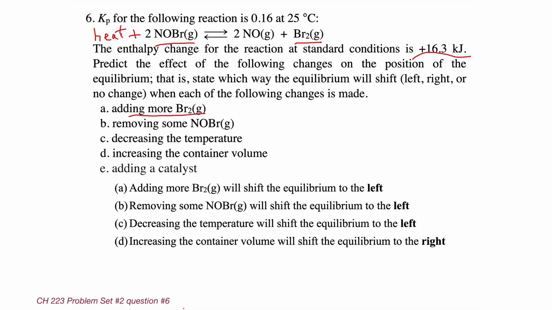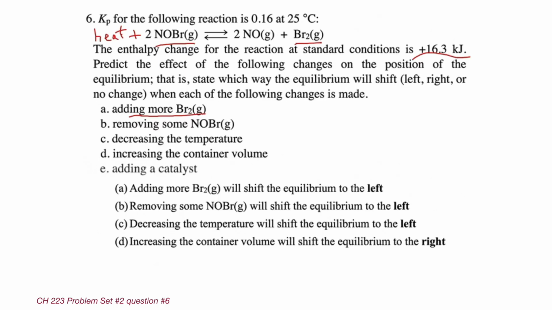It's kind of interesting. The last part of this question is what happens to this equilibrium if you add a catalyst? And the answer for if you add a catalyst is that it does absolutely nothing. It does not affect the equilibrium. Catalysts will make you get to equilibria a lot faster.